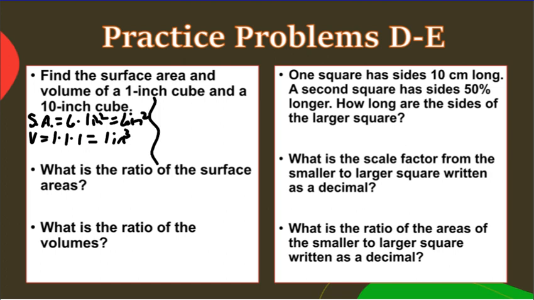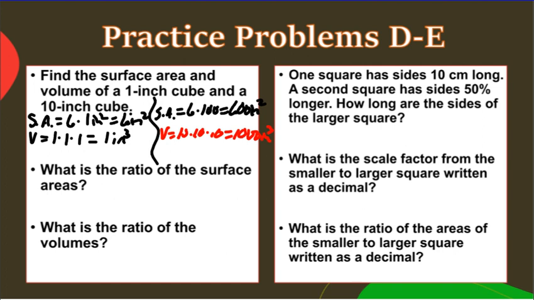Now if we do the 10-inch one, the surface area of the 10-inch cube, we have 6 sides, and each one is 10 by 10, so that's 100. That would give us 600 square inches. And the volume, we have 10 times 10 times 10, which would give us 1,000 cubic inches.